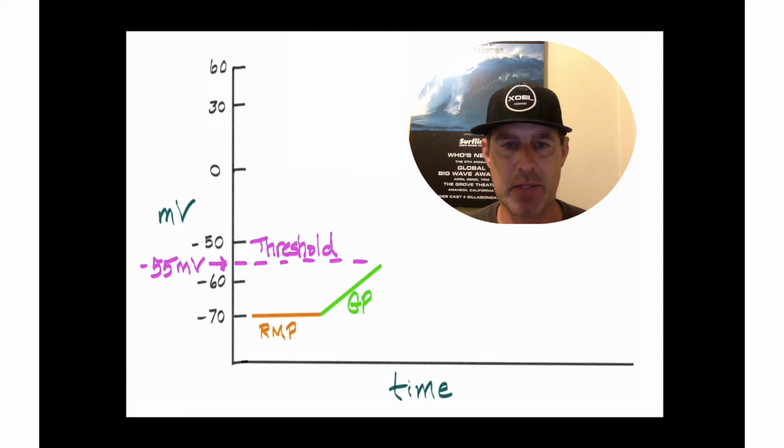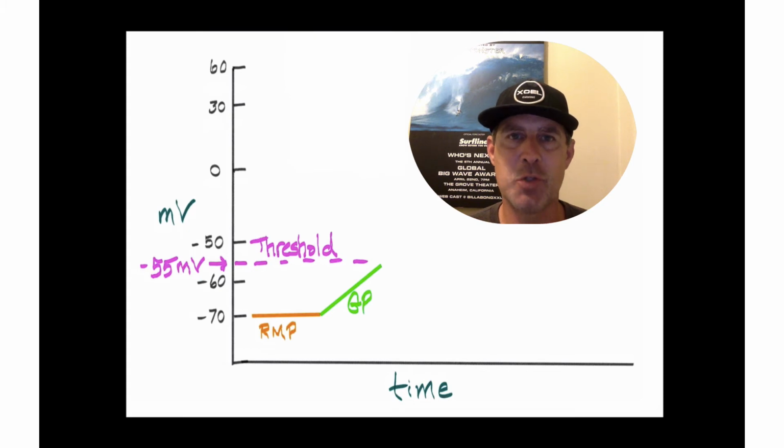here in green. A graded potential is a depolarization event that travels across the cell body of a neuron, initiated at the dendrites. The dendrites have a number of ligand-gated, potentially mechanically gated ion channels, specifically sodium ion channels. The influx of the sodium is going to cause a depolarization event across the cell body.